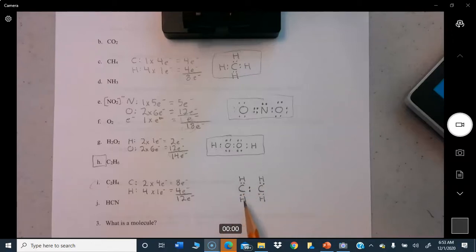This carbon only has 6, and this carbon only has 6. So what can we do? We need 2 more, and we need to create an octet for carbon. So that's a pretty easy one. You just stick it right here in the middle. It creates a double bond for the 2 carbons. So we've now used 12 electrons, and everyone has a full octet. So this is our final structure for this molecule.